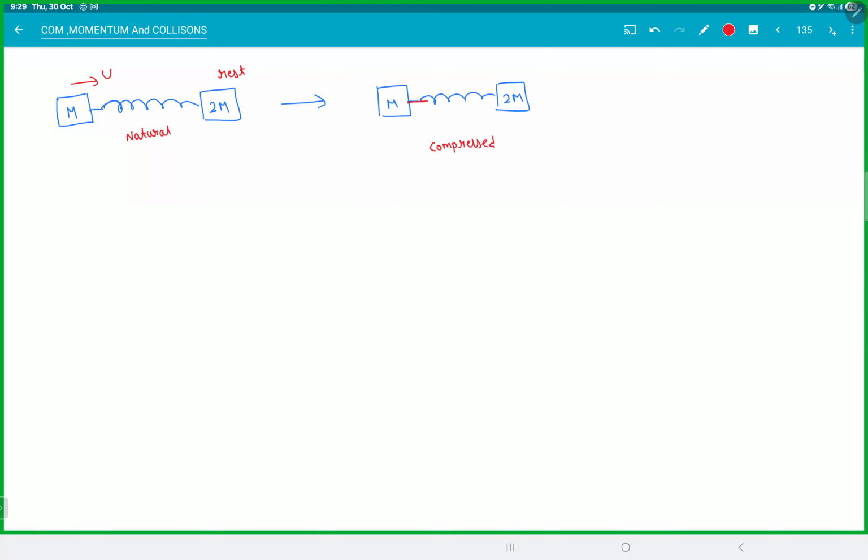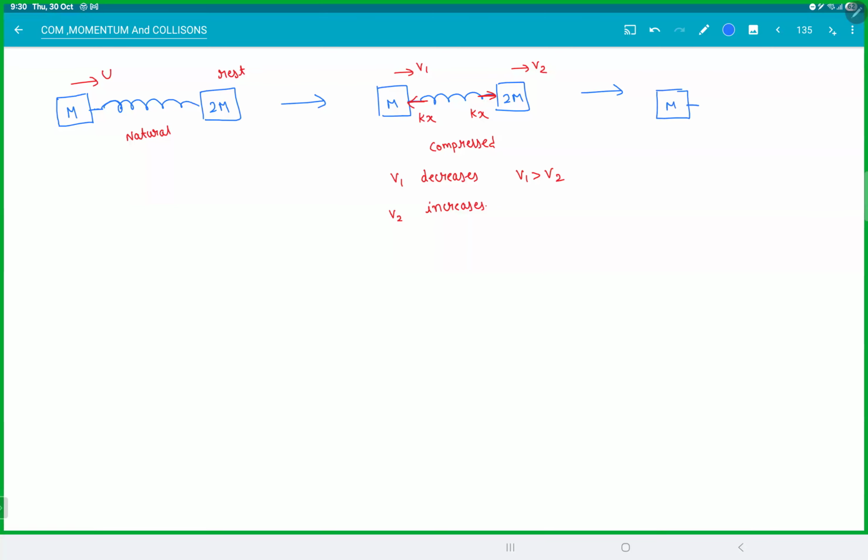Since the spring is compressed, it will push M back with a force Kx, and push 2M forward with Kx. So because of this, what will happen? The speed of M will become V1, the speed of 2M will become V2. Now, because the spring is pushing back on M, V1 is decreasing, and V2 is increasing. But velocities cannot change suddenly, so V1 is still greater than V2. V1 is coming down like 10, 9, 8, 7, and V2 is like 0, 1, 2, 3. They're changing, but still they're not equal.